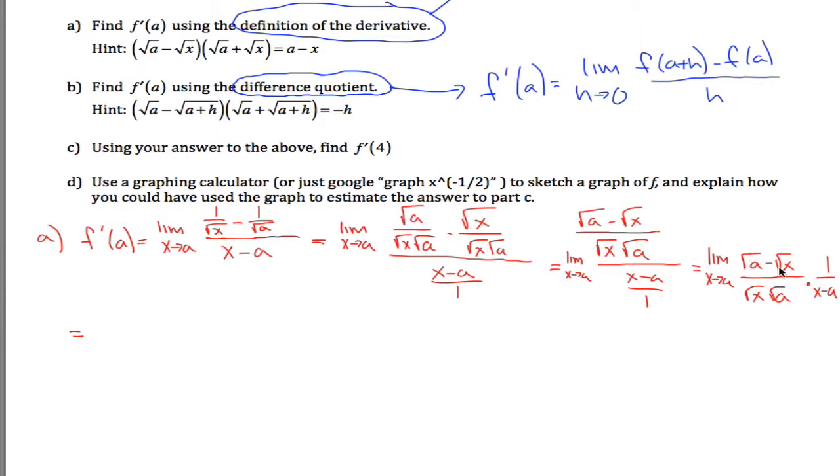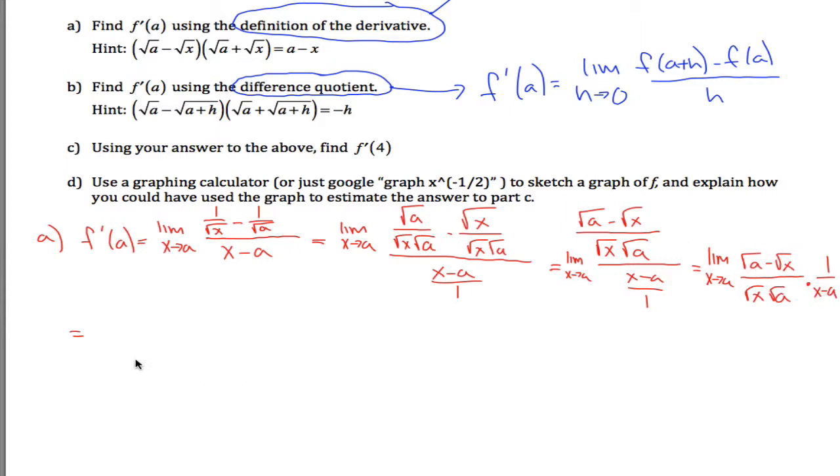I have square root of a minus the square root of x. What I need is x minus a. This is where this hint comes into play. It says if you have the square root of a minus the square root of x, and you multiply that by the square root of a plus the square root of x, you get a minus x. Not quite what we want, but pretty close.